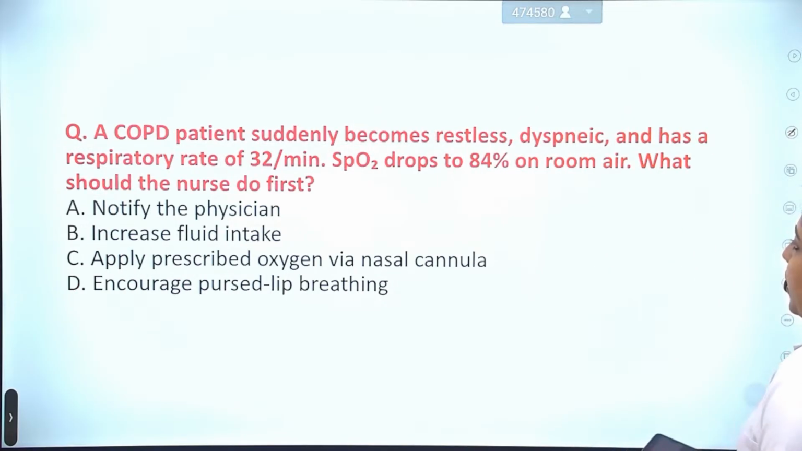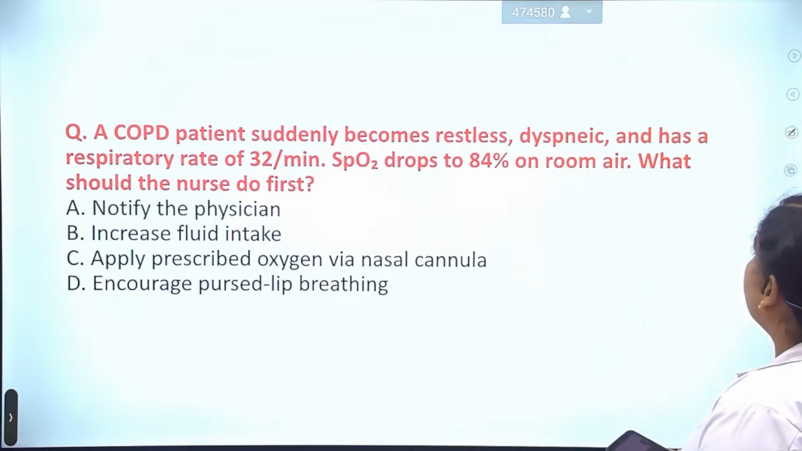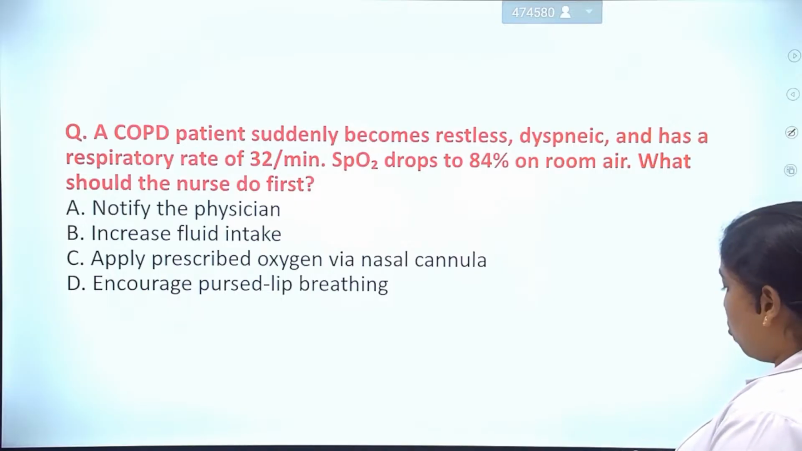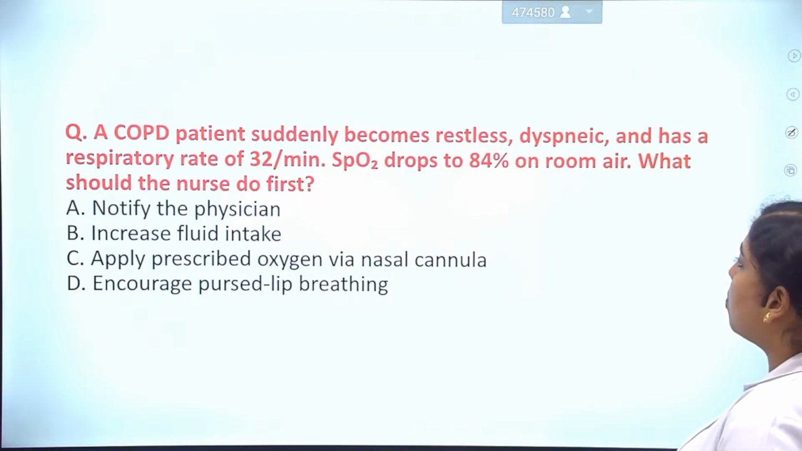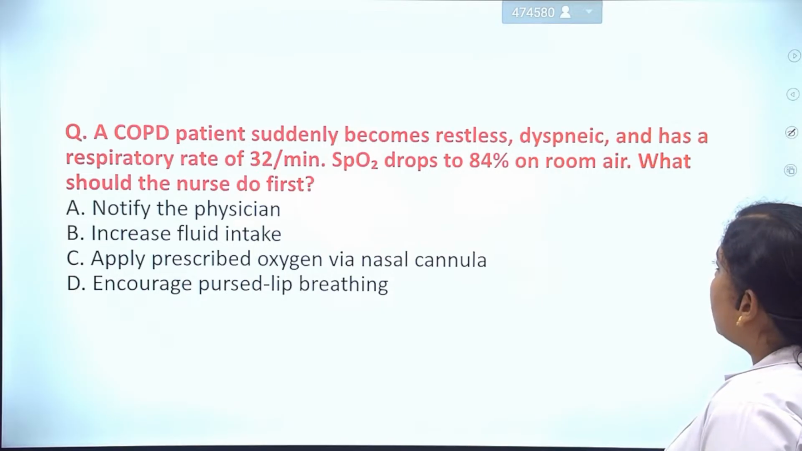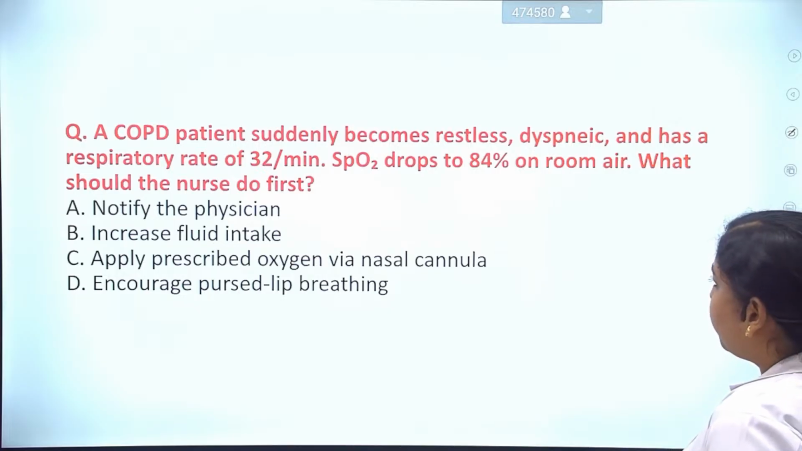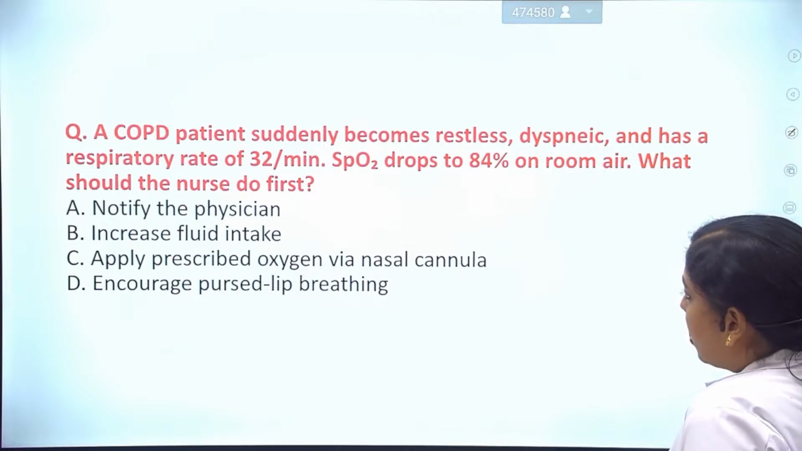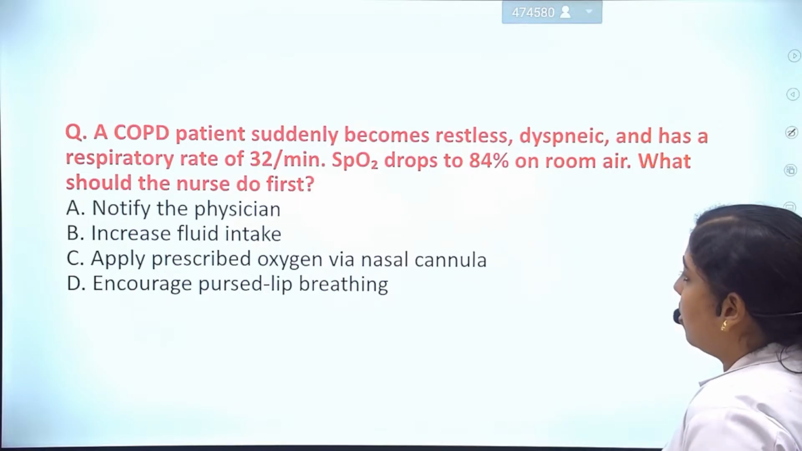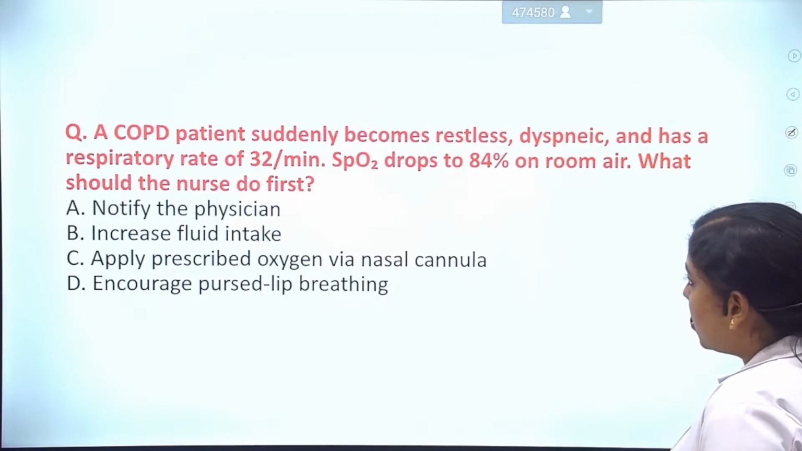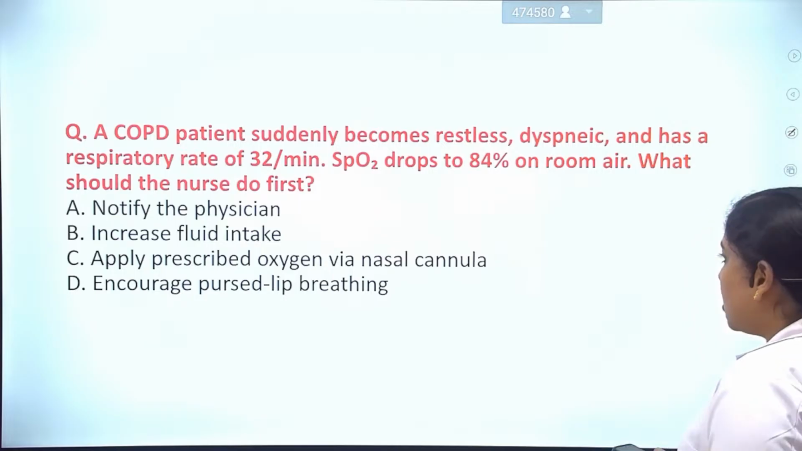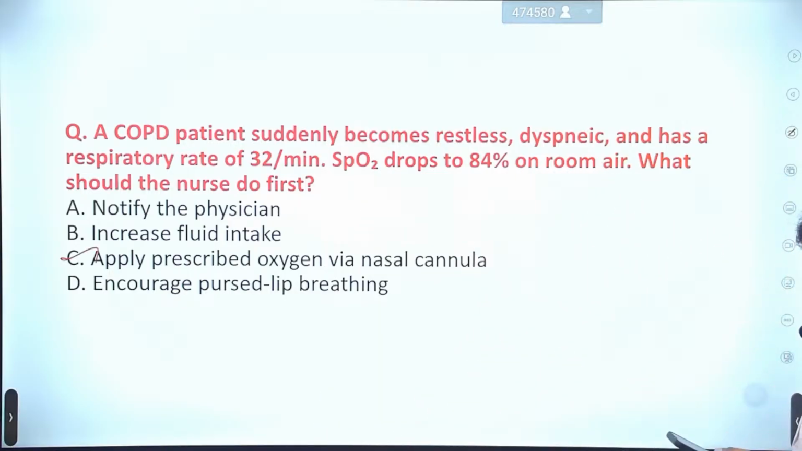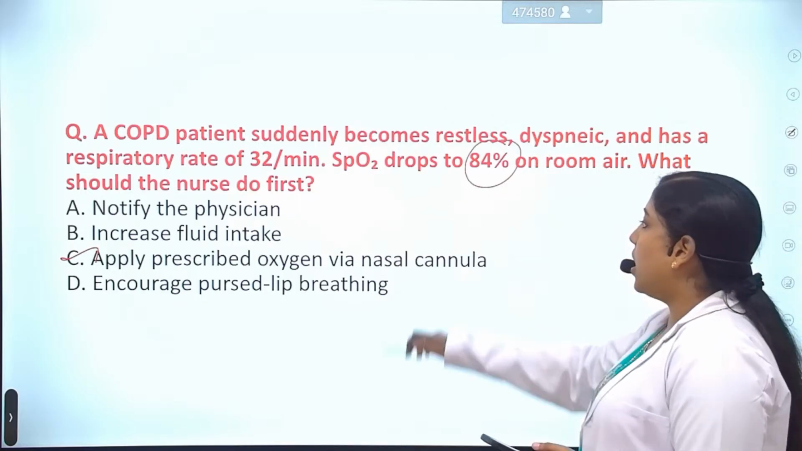A COPD patient suddenly becomes restless, dyspneic, and has respiratory rate of 32 per minute, and SpO2 drops to 84 in room air. What should the nurse first do? Notify the physician, increase the fluid intake, apply prescribed oxygen via nasal cannula, encourage pursed lip breathing. You have to first try to maintain the oxygen saturation level of the patient. So ultimately you have to apply prescribed oxygen via the nasal cannula, which in turn is going to stabilize the SpO2 level.